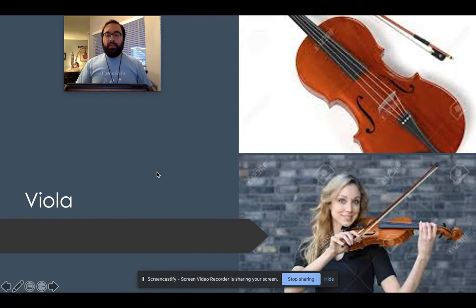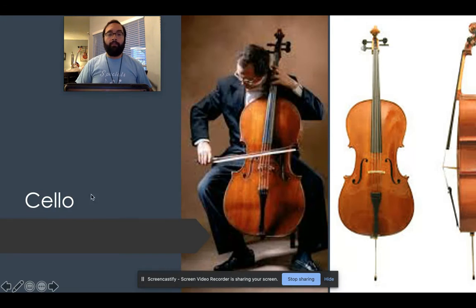The next instrument in the string family that you're going to hear is the viola. The viola plays like the violin, except it's bigger and has lower sounds. It usually plays music to support the violin. The next instrument that you're going to hear is an instrument called the cello. Now, it's pronounced cello because it's Italian. It's not "sello," it's cello.